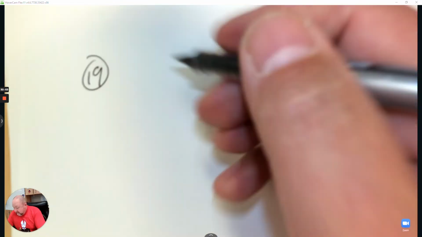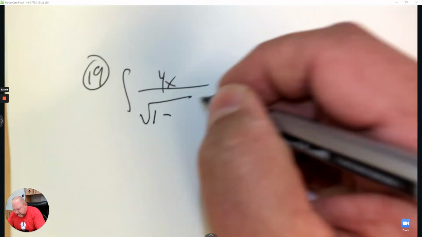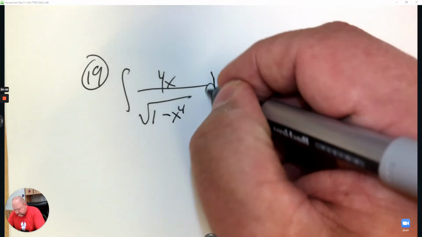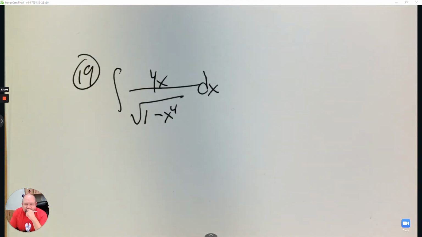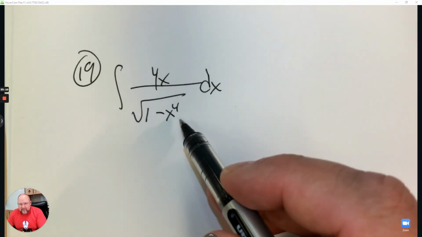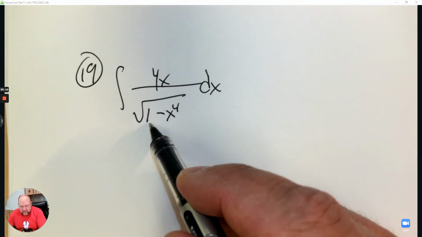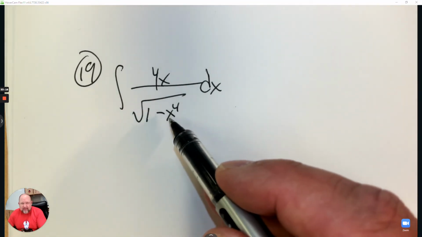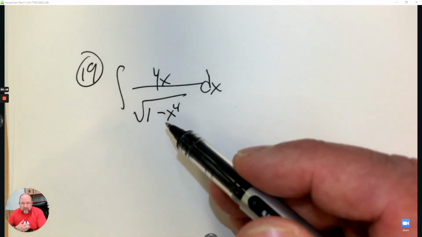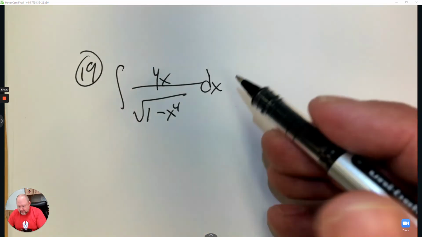19. Number 19. So we're going to integrate 4x times the square root of 1 minus x to the 4th. All right, press pause and think. So the first thing you might think of, if I write it calculus friendly, is: is the derivative of this going to match? And the answer is no. So if I see 1 subtract x to the 4th, square root, it is in the form of arc sine for me to look at.